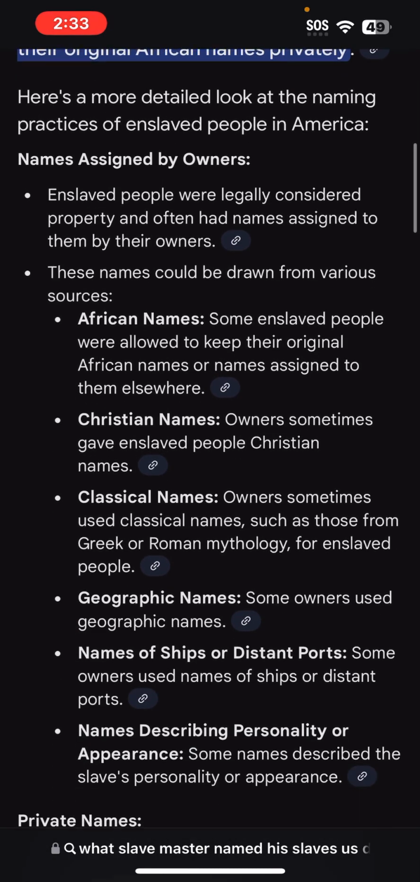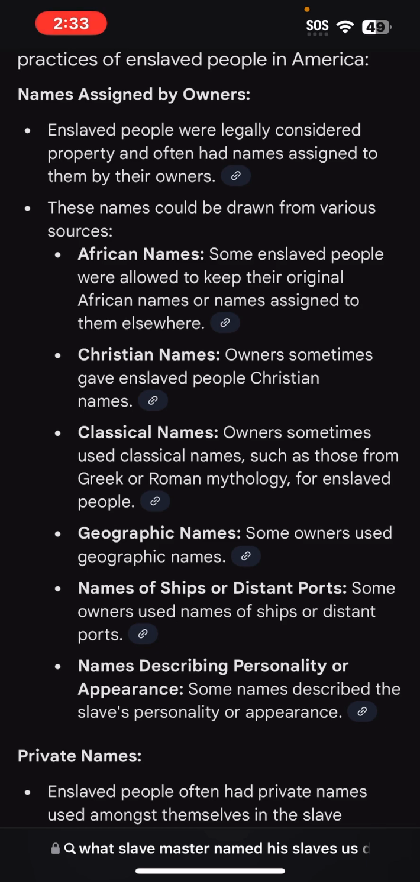And see, names assigned by owners. See what it's saying? Enslaved people were legally considered property and often had names assigned to them by their owners. So the owners named them. So if he said he was here in America and had ancestors that went into slavery, what's the name that the slave owners named his ancestors? I know the slave owners did not call him dollar. They did not.